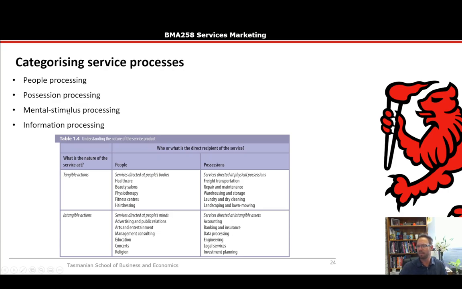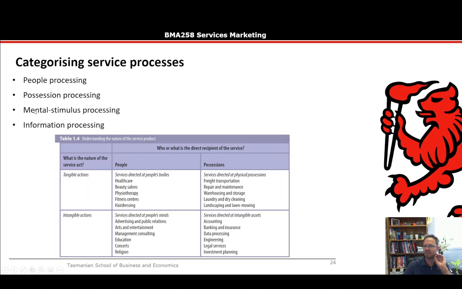So here we have some more categorizing of service processes. We have people processing, possession processing, mental stimulus processing, and information processing. In people processing, the service is basically processing people through the system, right? That person needs a haircut, you're doing something to the person. Whereas possession processing could be, do you need your car fixed? It's not about the person, it's about their possessions.